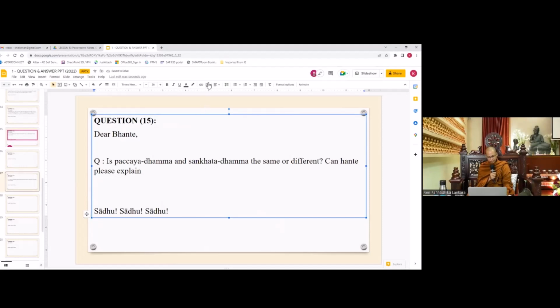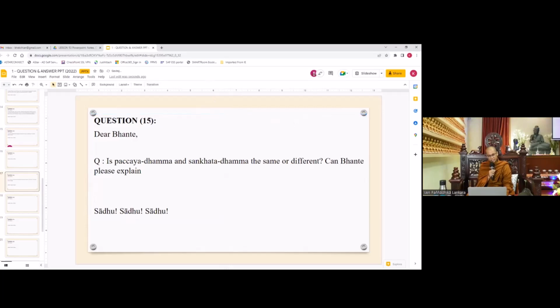The question is: are Paccaya Dhamma and Sankhata Dhamma the same or different? Can Bante please explain? Actually, Paccayuppanna Dhamma and Sankhata Dhamma are the same. Paccaya Dhamma has more factors, Nibbana and concept. So Paccaya Dhamma is Sankhata Dhamma plus Nibbana and concept. Paccayuppanna Dhamma is equal to Sankhata Dhamma.